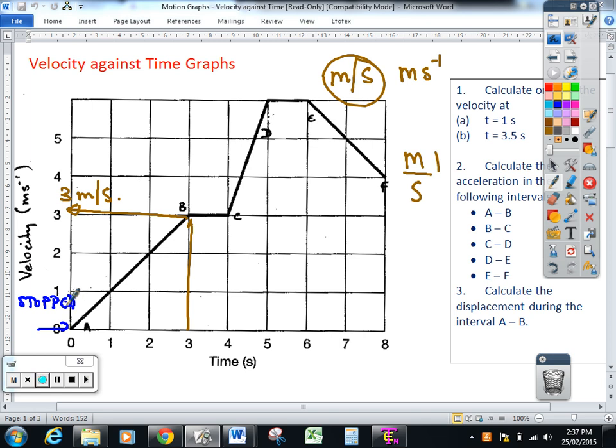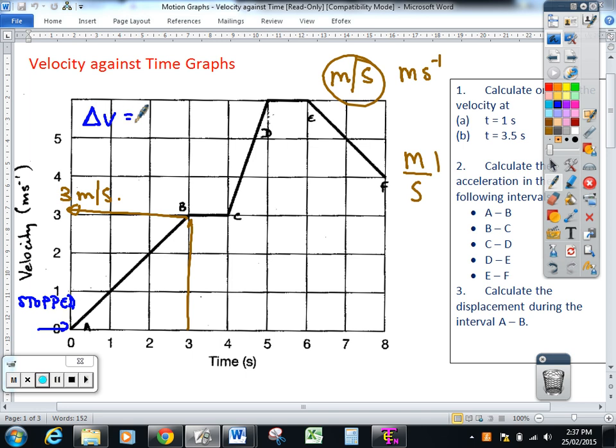So if I'm stopped at 0, and I suddenly, 3 seconds later, I'm travelling at 3, what is the change in velocity? How much does it change? Now, we use a symbol for that, remember that last time? V, the delta means changing, and delta V is the change in velocity.